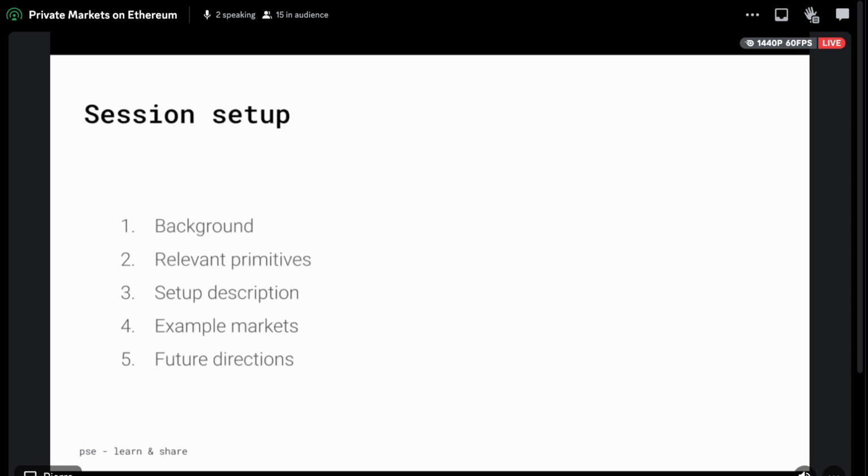So the session will go in 5 parts. The first one will be a bit of background, because I was basically on the shoulders of giants. I did not invent this, and so I want to give you a bit of background on where this work is coming from. Then we'll go over the relevant primitives. What I want there is to give you the tools so that after this session you can start to think in theoretical terms about those constructions and eventually come up by yourself with new things to build markets for.